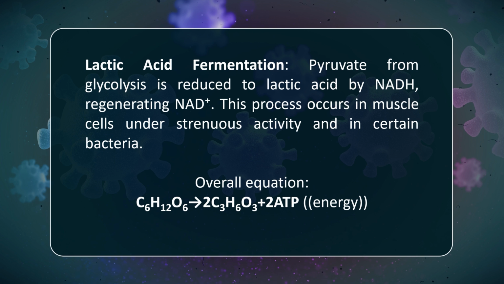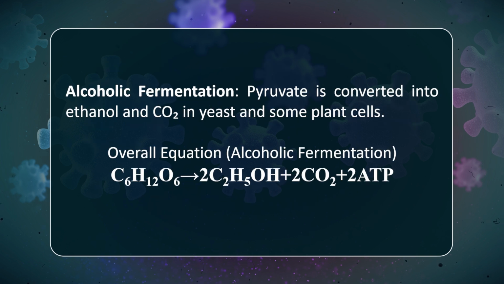So, the overall equation is C6H12O6 gives 2 molecules of lactic acid plus 2 ATP molecules, that is the energy of the living organism. Then alcoholic fermentation, where pyruvate is converted into ethanol and CO2 in yeast and some plants. Overall, the equation is C6H12O6, that is the glucose, gives rise to 2 molecules of ethyl alcohol or ethanol, C2H5OH, plus 2 carbon dioxide plus 2 ATP molecules.